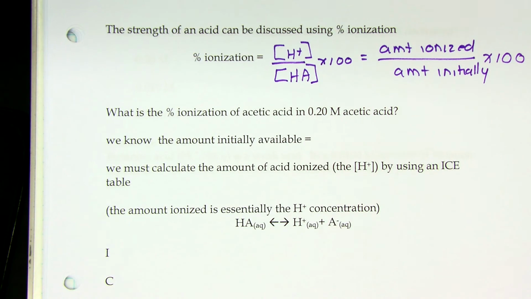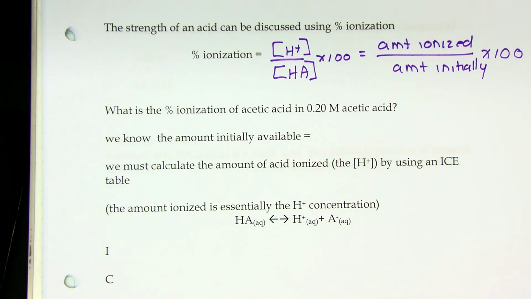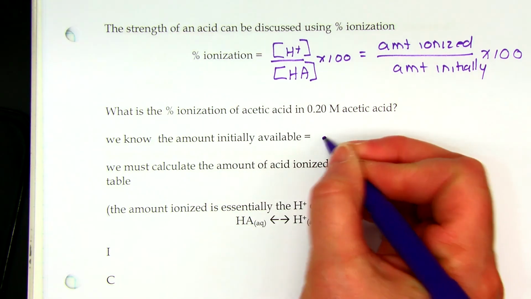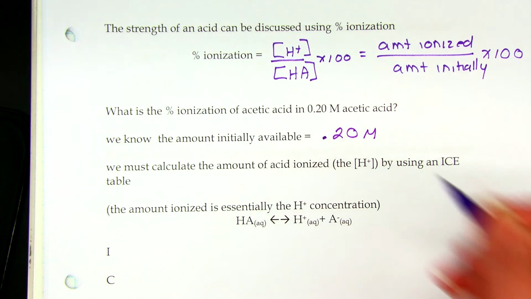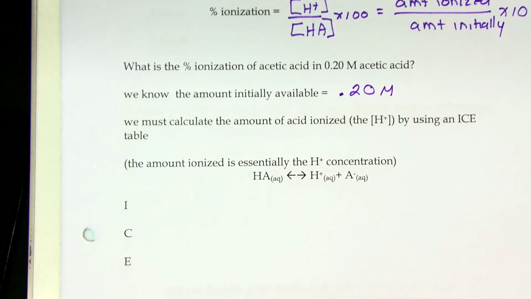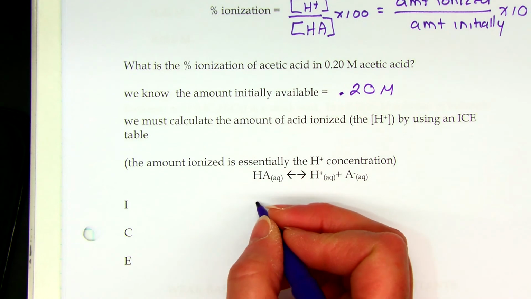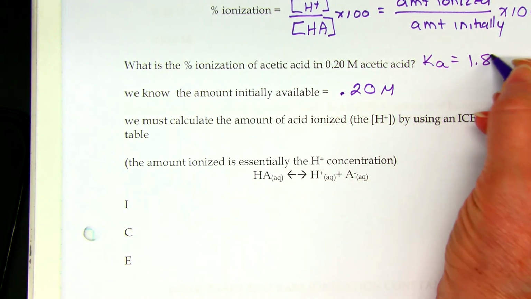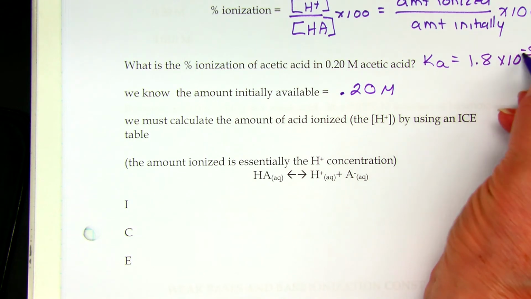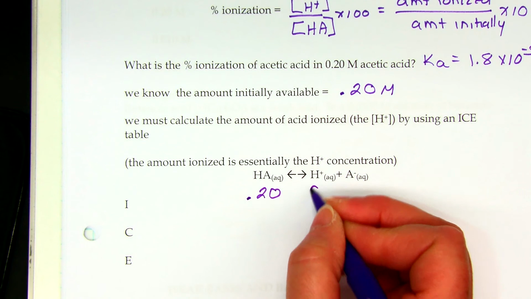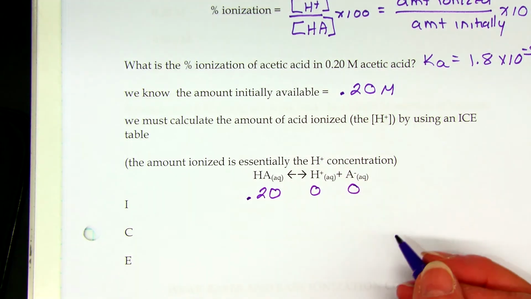So let's look at an example. What's the percent ionization of acetic acid in 0.20 molar acetic acid? So we know the amount available initially, 0.20 molar. Now we can calculate the amount ionized using an ice chart. So we know it's acetic acid, so we'll also go look up the Ka, 1.8 times 10 to the negative fifth.